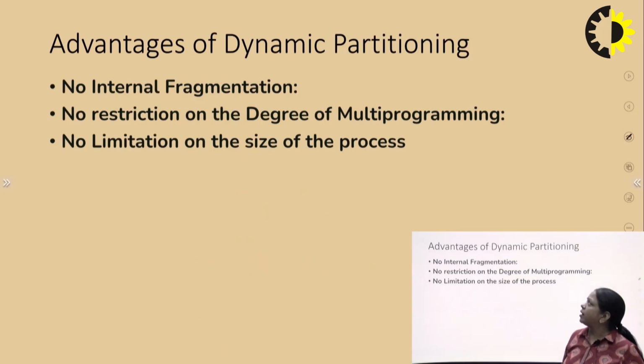The advantages of dynamic partition are that there is no internal fragmentation and no restriction on the degree of multiprogramming. We can have more than 4. For example, in the fixed partition, the degree of multiprogramming can only be 4 because we have partitioned the memory into 4 parts. But in this case, we are not partitioning the memory, so we can have a higher degree of multiprogramming. There is also no limitation on the size of the process in this scheme. So, this is a better scheme than the previous one.